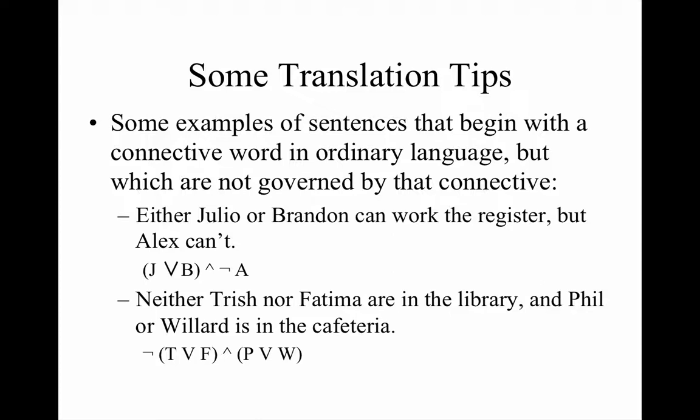The flow of the sentence, along with the punctuation, tell us that the first clause, "Julio or Brandon can work the register," goes on the left side of a conjunction. That conjunction is expressed by the ordinary language word "but." And then we're told that it's not the case that Alex can work the register. So here, although the English language word either, as part of the phrase "either...or," appears at the start of the sentence, that doesn't make the disjunction the main connective. In fact, it's the conjunction that connects the J disjunction B with the negation A.